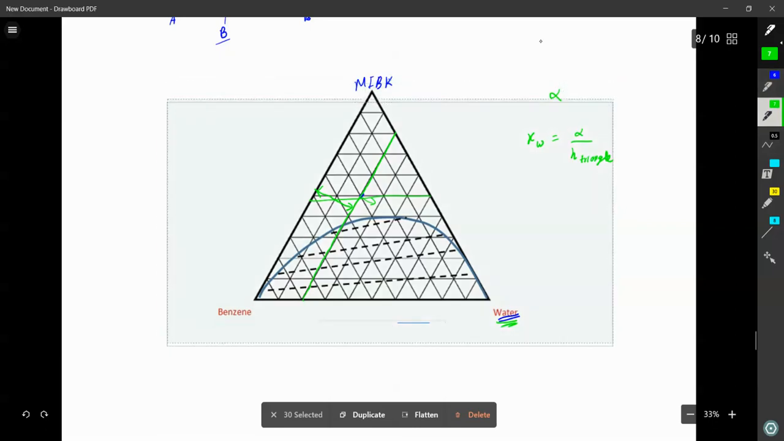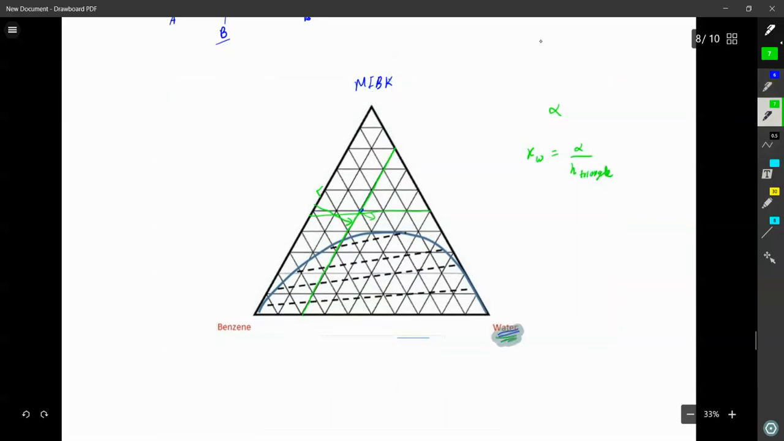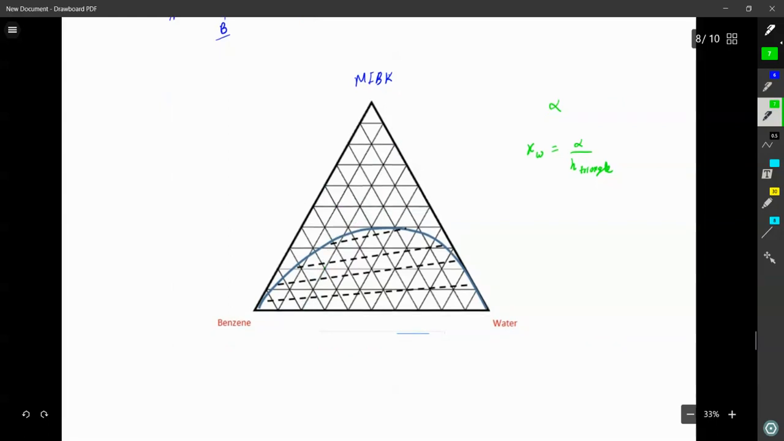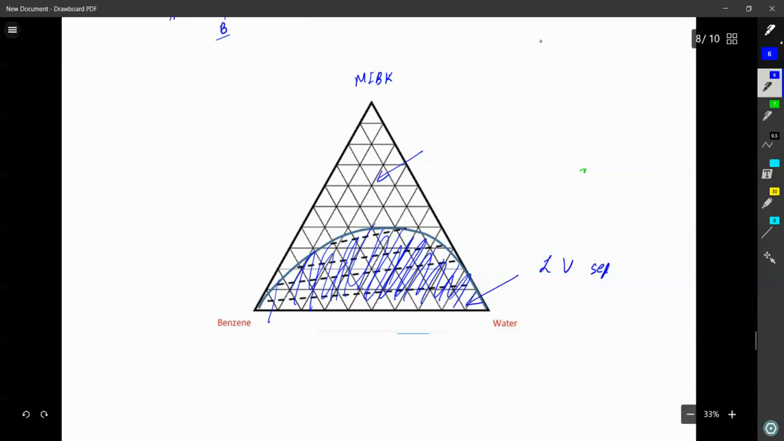Now let's see what else is there in this graph. What is this shaded region representing, and what are these dotted lines doing? So let me shade the region nicely. The shaded region represents liquid-vapor separation and equilibrium, whereas the non-shaded region represents a homogeneous medium.